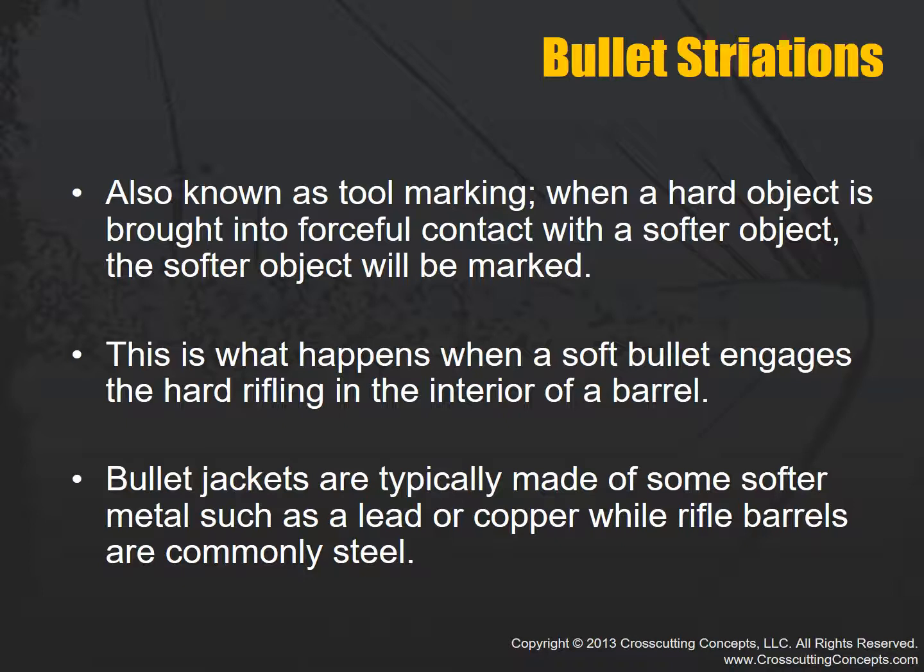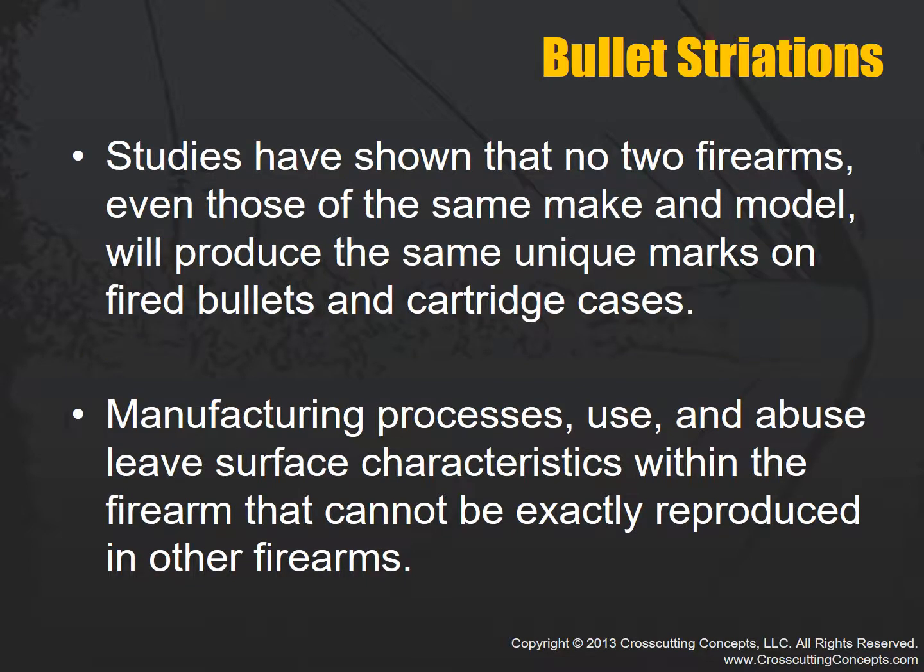So bullet jackets are typically made of some softer metals, such as lead or copper, whereas rifle barrels are commonly steel. Studies have shown that no two firearms, even those of the same make and model, make the same marks on their bullets or cartridge cases. So that makes this an individual characteristic and not a class characteristic.